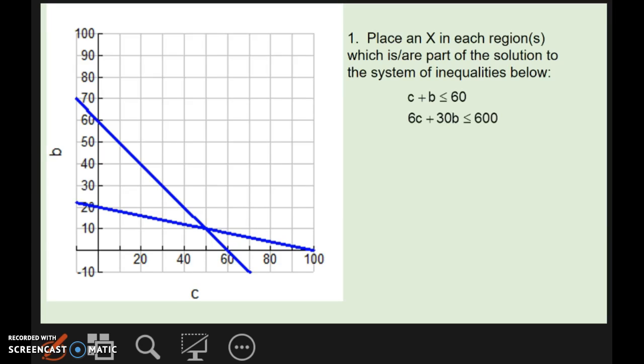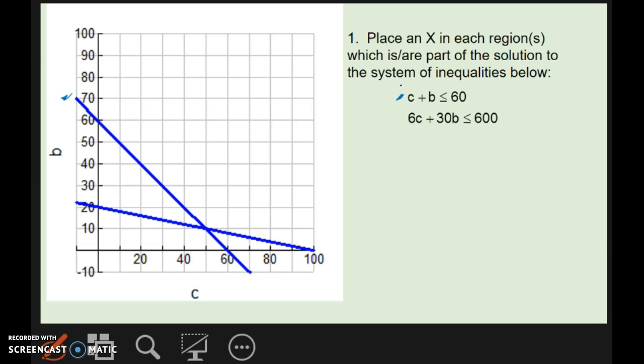So when I've got C plus B is less than or equal to 60, I want to figure out which of those two lines on a diagonal it's actually going to be. So if I take C and I set that equal to 0, I can find out my B intercept. So that's my vertical line, or vertical axis in this case, would be 60. So I'm looking for the line that's going to cross at 60, and it appears it's going to be this one right here. So I'm going to mark this one as our blue line.